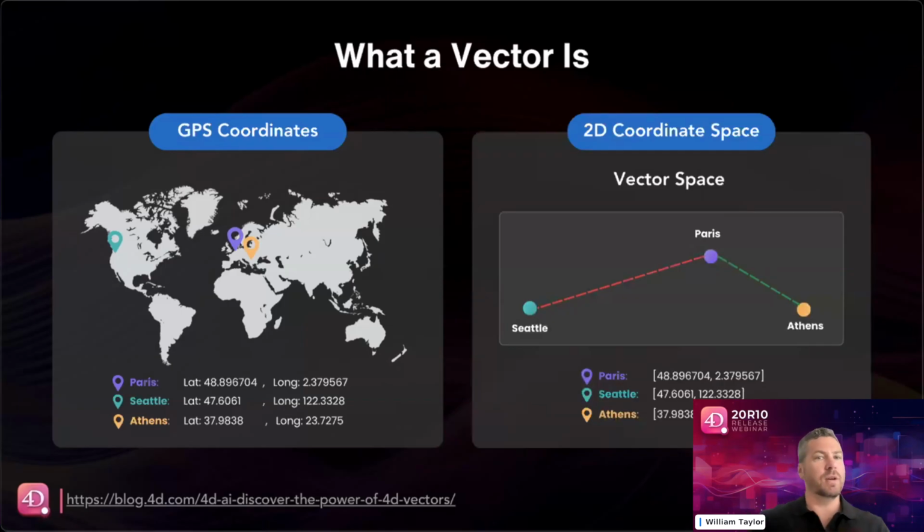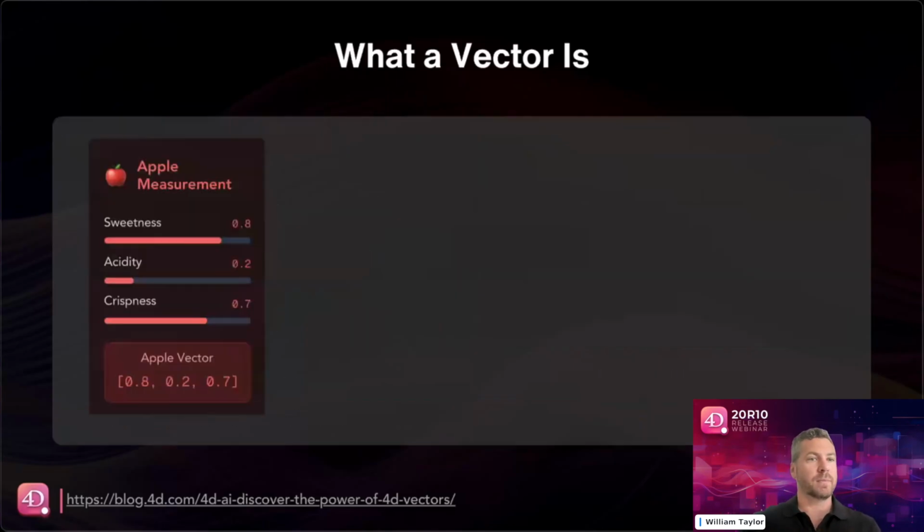Now, if you take those two numbers and plot them on a grid like a 2D space, you get a point of exactly where Paris is. And that's what we mean by a 2D vector. Two numbers working together to find a position in two-dimensional space. And of course, a vector doesn't stop at two numbers. It can hold many more.